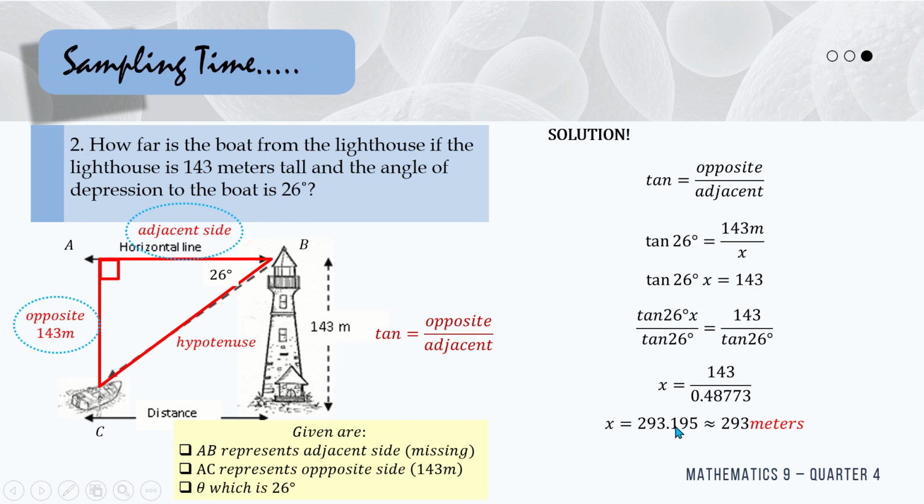Or if you prefer a whole number, 293 is fine. Why? The number following the decimal point is 1. If the number is below 4, meaning 4, 3, 2, 1, it is equivalent to none, so we do not add 1 to the 3 in the ones place. So we get 293. If you will recall rounding off of numbers in grade 7, grade 8. So that is our final answer, if we express our answer in whole number. But you can also use 2 decimal places, don't worry, or 3 decimal places.